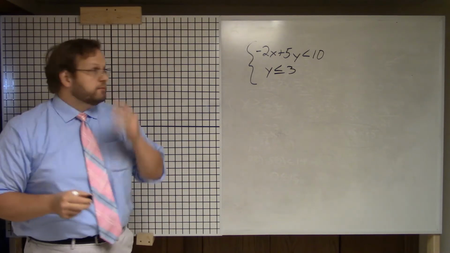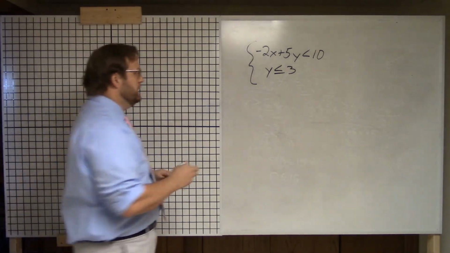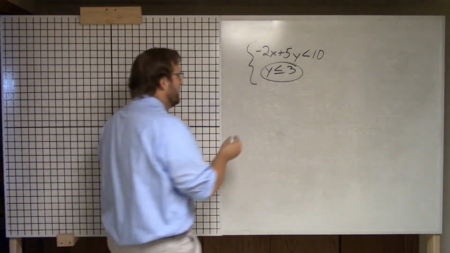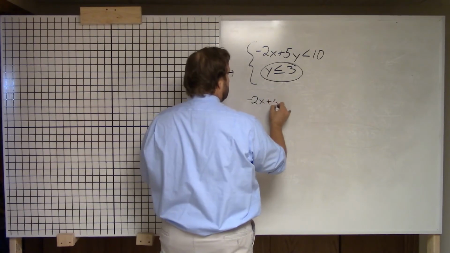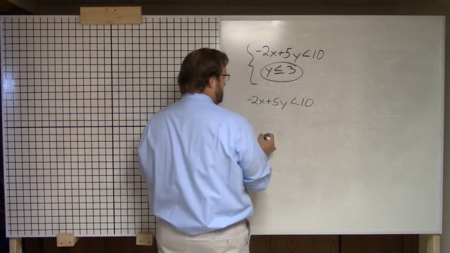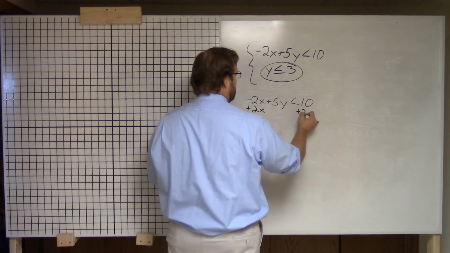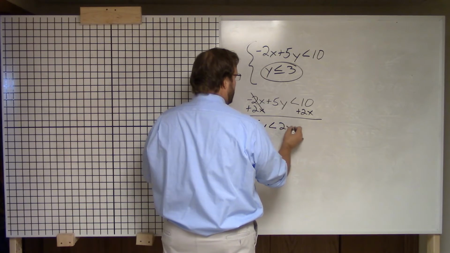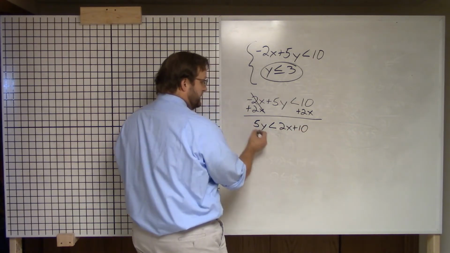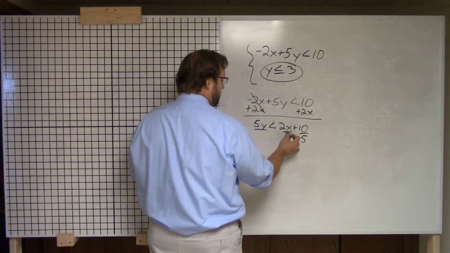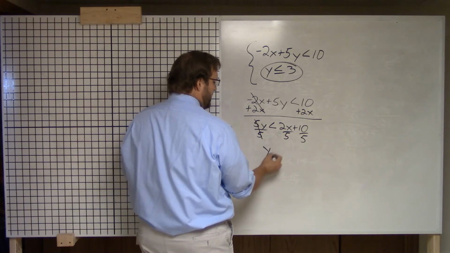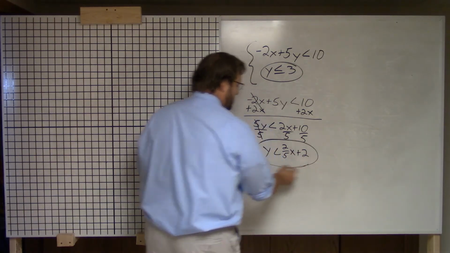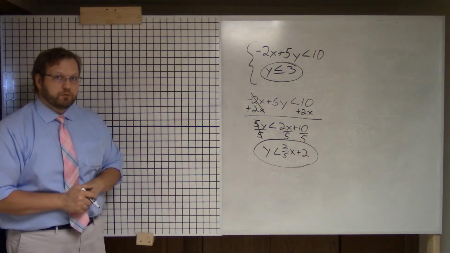Okay, so first off, same as always, get them in a graphable form. This one already is. That's just a nice horizontal line, leave it alone. The other one just requires a little bit of algebra. I'm going to add the 2x to get 5y less than 2x plus 10, and then I divide by 5. So y is less than 2/5 x plus 2. And that is now also in a graphable form.